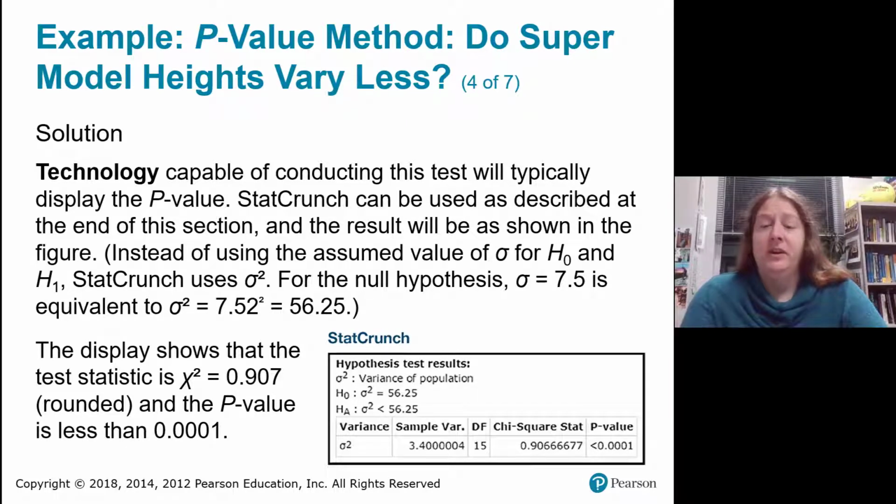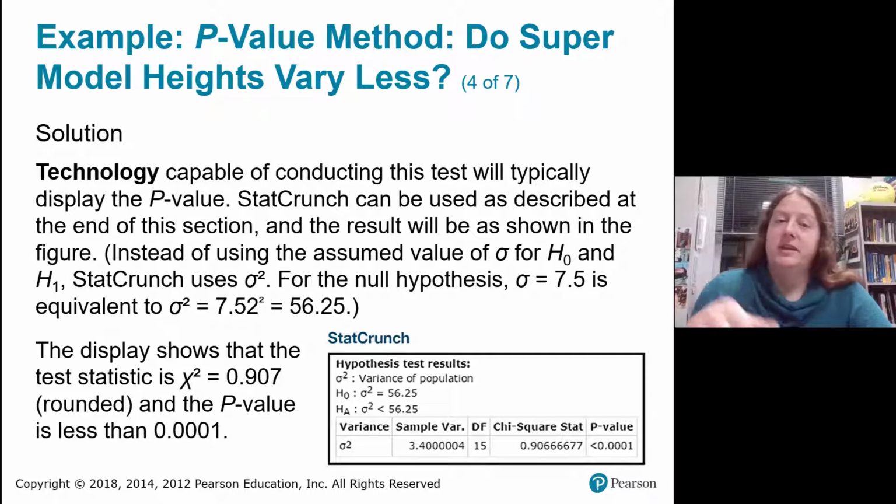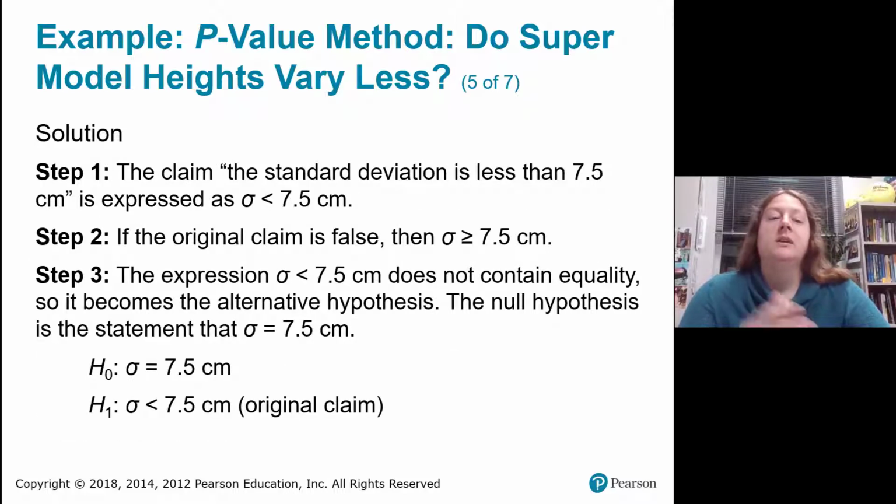And now we're going to move on to talk about all the steps that went into setting up to be able to use the technology and how we would use table A4 to help us out. So step 1, we need to look at the claim that's made. It's the standard deviation is less than 7.5 centimeters. So symbolically, we represent that with sigma less than 7.5 centimeters. Then step 2, we need to take the opposite of that. So that would be that sigma is greater than or equal to 7.5 centimeters.